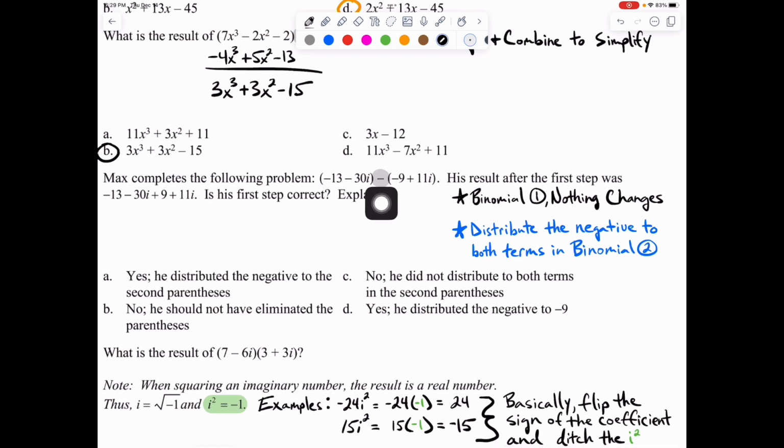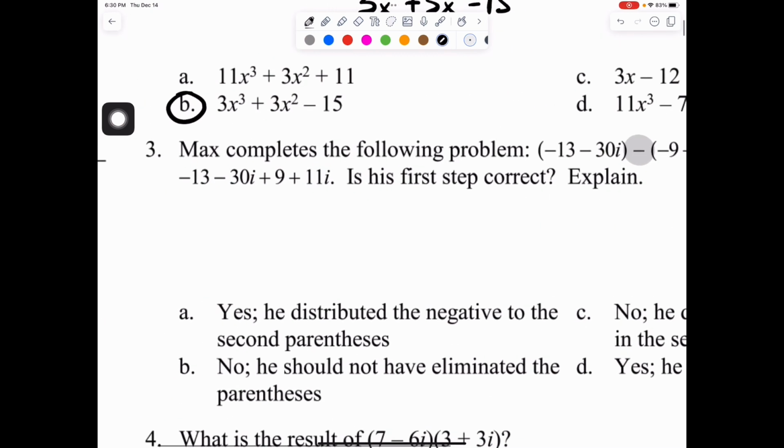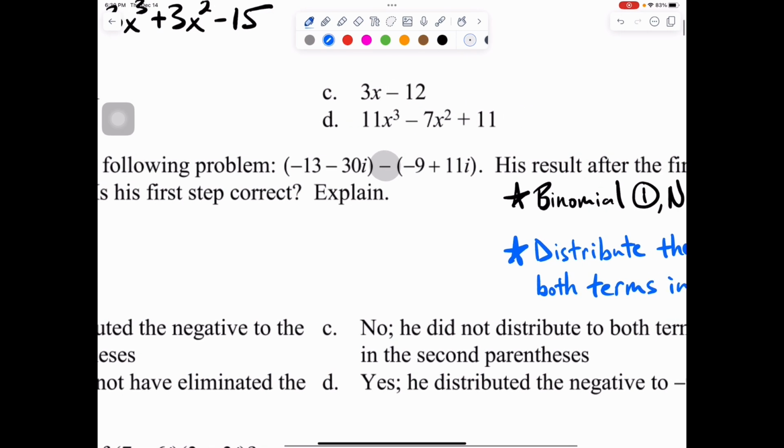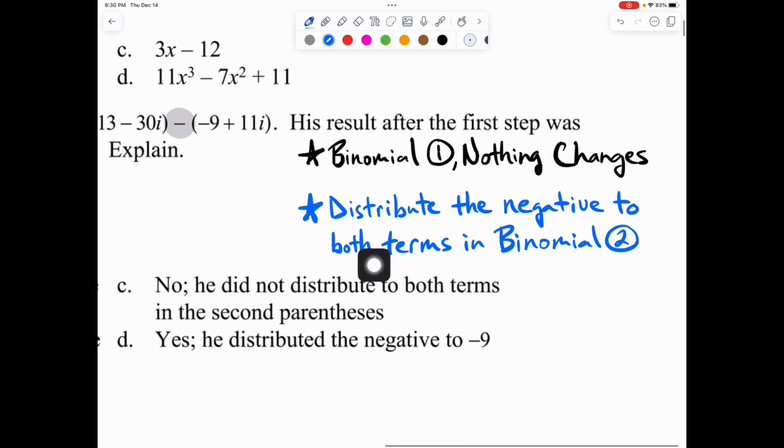Okay, so instead of an addition, we have a subtraction symbol. So binomial 1, nothing changes. Negative 13 minus 30i, what I'm going to do is simply align it right under Max's answer of negative 13 minus 30i. Now let's just complete what we need to do. All right, I will switch to blue. Now, we just distribute the negative to both terms in binomial 2. Basically, just flip the signs because a negative times a negative becomes a positive, and a negative times a positive becomes a negative.